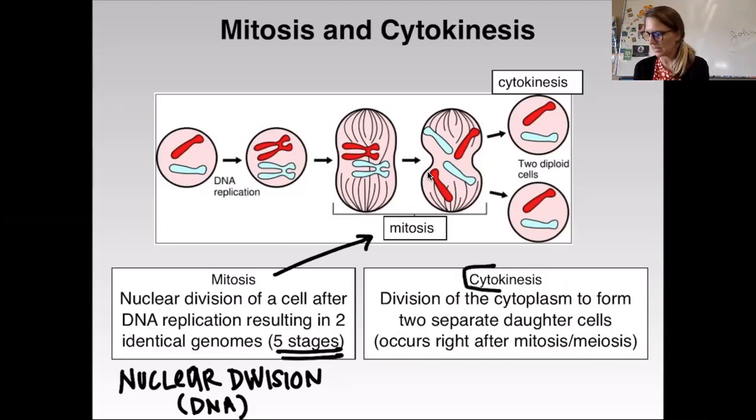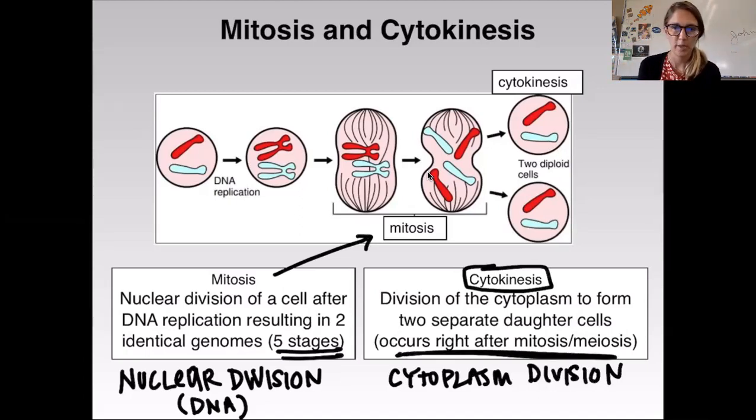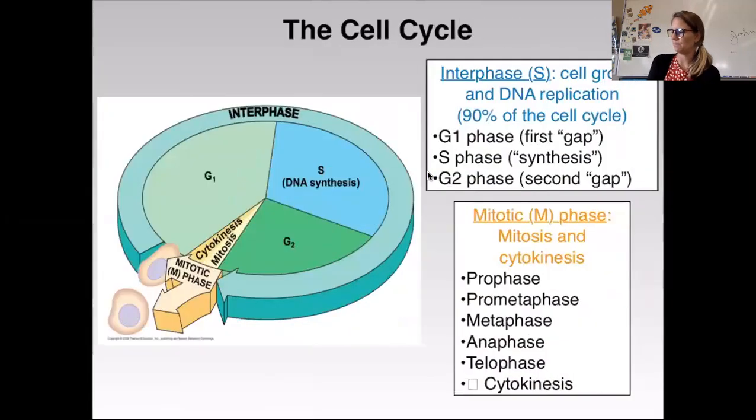Cytokinesis here is the division of the cytoplasm, right? So this is cytoplasm division to actually form the two separate cells. And this occurs right after mitosis or meiosis, right? So mitosis, nuclear division; cytokinesis, cytoplasm division.